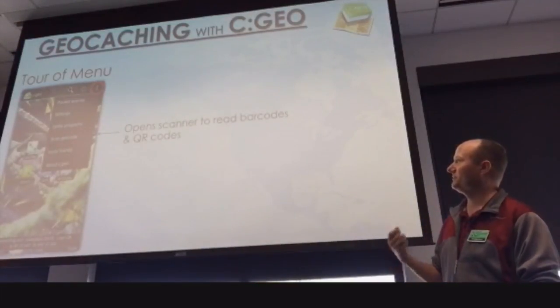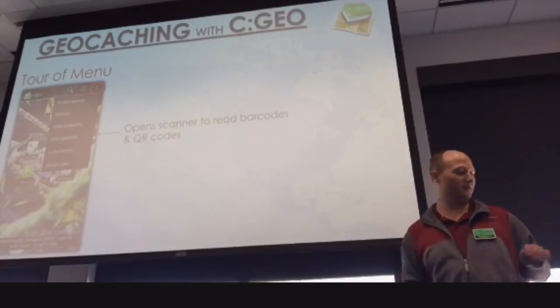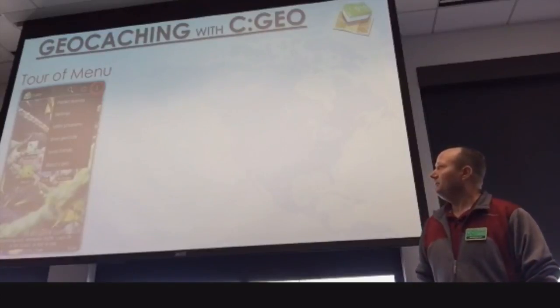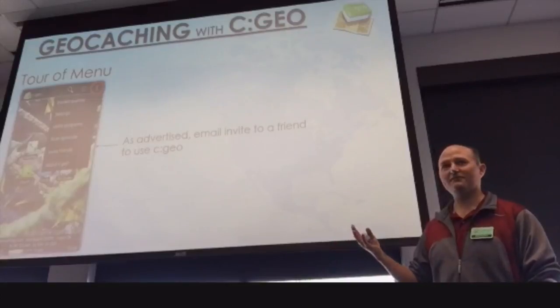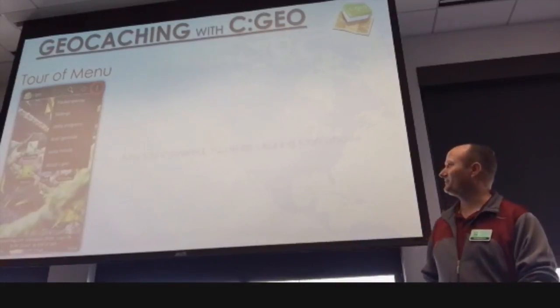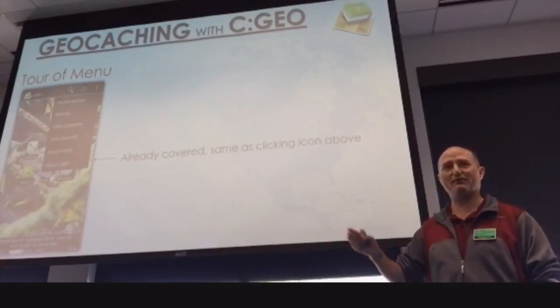Scan geocode, simple, it just opens a barcode or a scanner to read a barcode or a QR code. A lot of puzzles will utilize those. Invite friends, just as advertised, it'll email a friend, hey, you should try out CGO. And then about CGO, if you click that, it's the same thing as clicking the icon, it just goes to those about tabs.